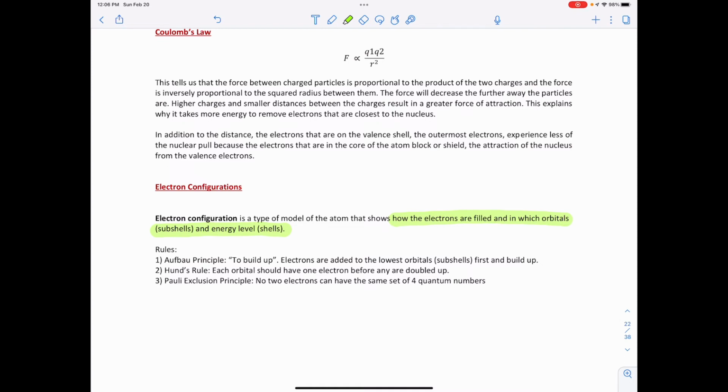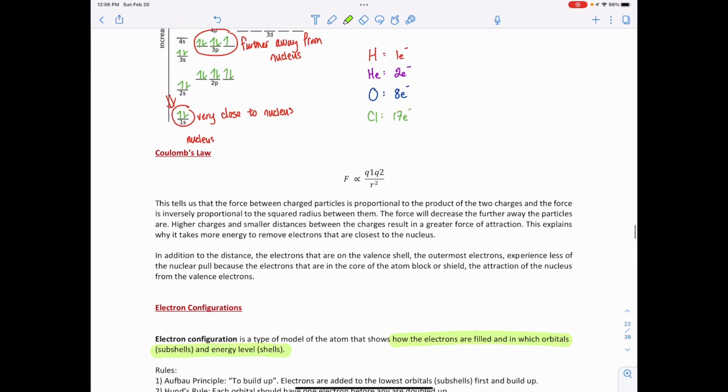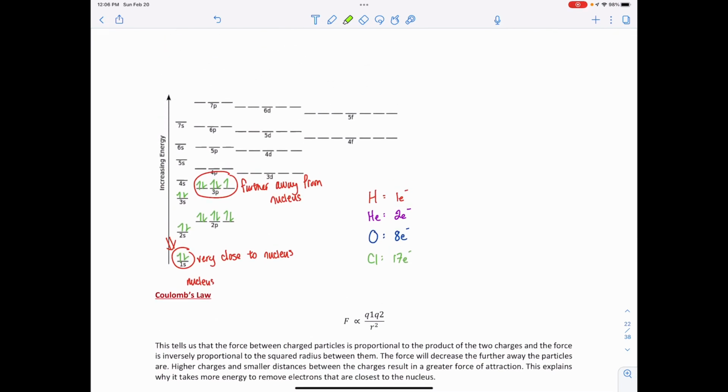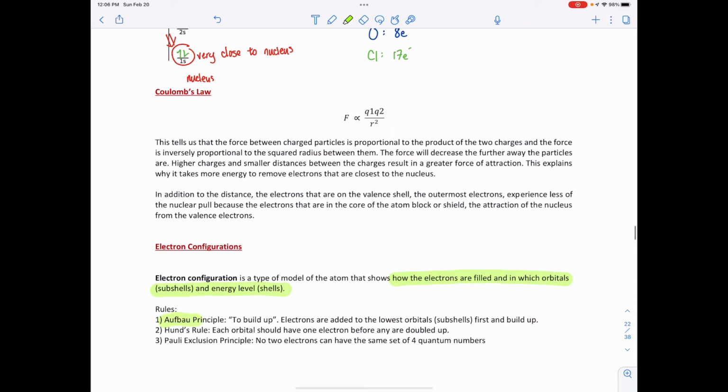So there's a few principles. The Aufbau principle is to build up. Electrons are added to the lowest orbitals first and build up. And so that's why for these diagrams in my examples, I started from the bottom. You always start from the bottom and then you build your way up. You fill up. That's the Aufbau principle.